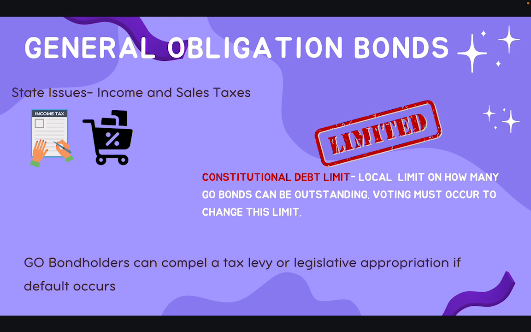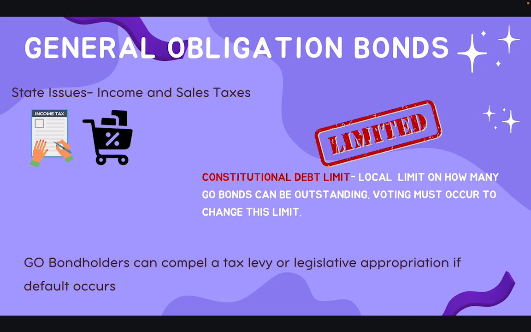Okay, so think of voting as there to protect us, right? So voting must happen before these limits are increased. And GO bondholders can compel a tax levy or legislative appropriation if default occurs. Okay, so that is their recourse: they can compel a tax levy or legislative appropriation.